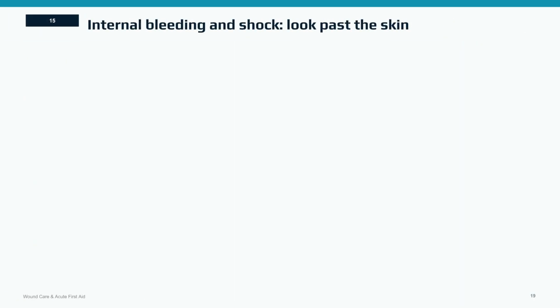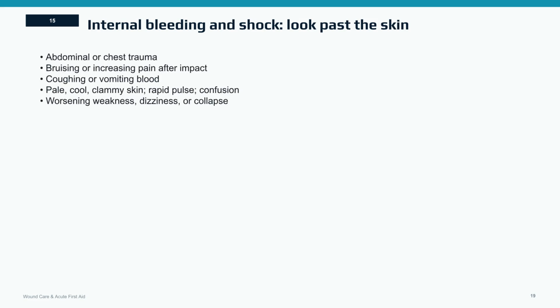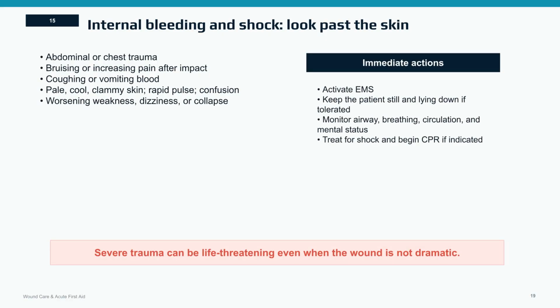Be aware of internal bleeding and shock. Look past the skin for signs like abdominal or chest trauma, worsening pain, pale/clammy skin, rapid pulse, or collapse. Immediate actions include activating EMS, keeping the patient still and lying down, monitoring vital signs, and treating for shock.